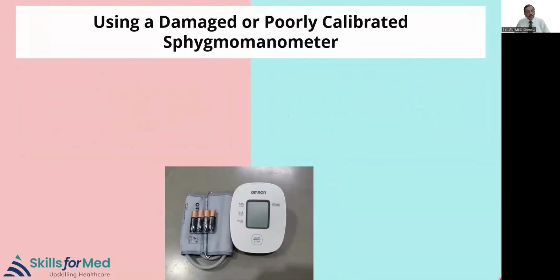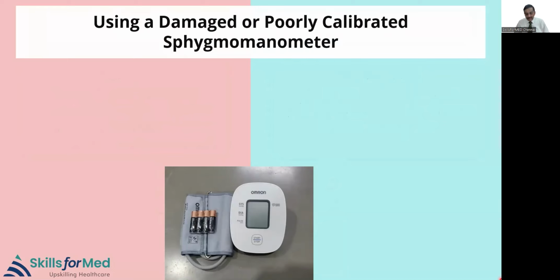And also using a poorly calibrated or damaged device. So especially the mercury sphygmomanometer in those days, when we used it, that rubber would be almost melted. The whole thing would be rusted, but still we'd be using it. I don't know how many years back it was calibrated, but that is how we used to measure blood pressure.